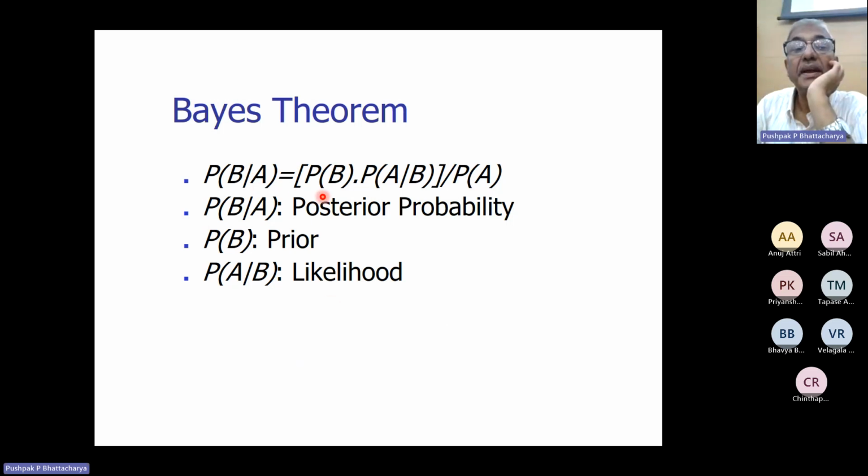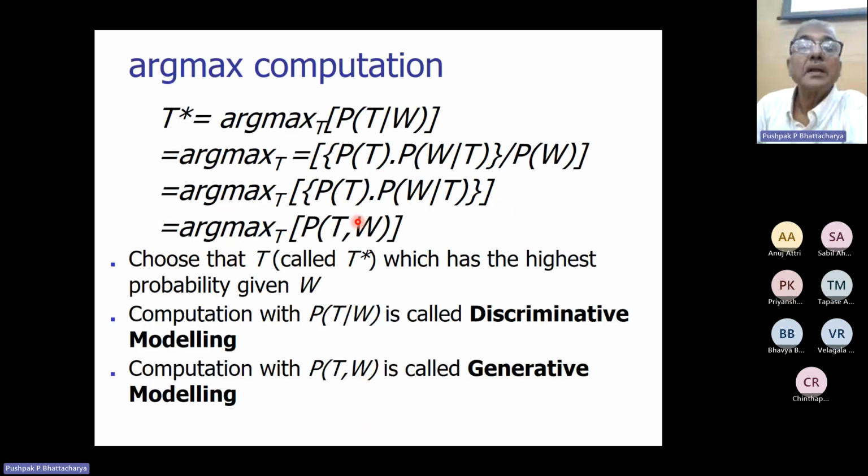Now, the next important mathematical instrument for us is the Bayes theorem. Probability of B given A is probability of B into probability of A given B divided by probability of A. Probability of B given A is called the posterior probability. Probability of B is the prior probability. Probability of A given B is the likelihood. In your data analysis and interpretation course, you have been using Bayes theorem very extensively. In the case of argmax computation, one nice thing that happens is that you apply Bayes theorem and you don't have to worry about the denominator.